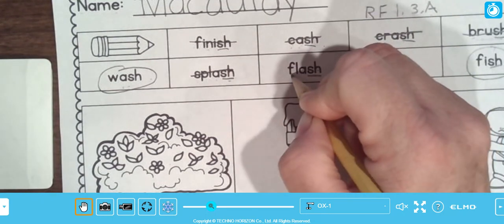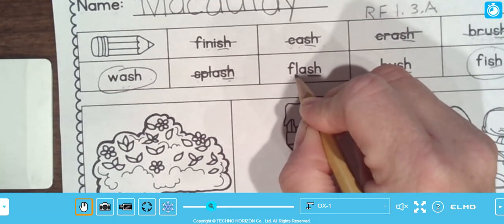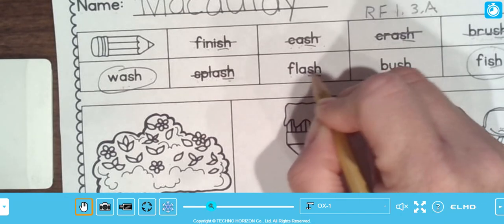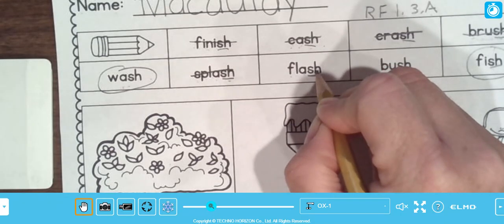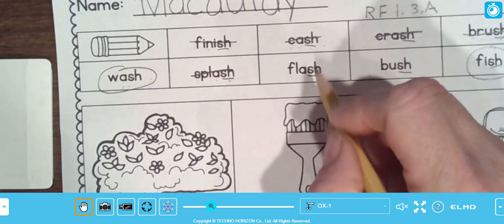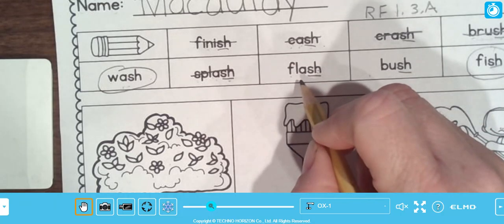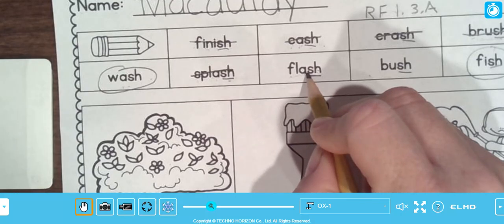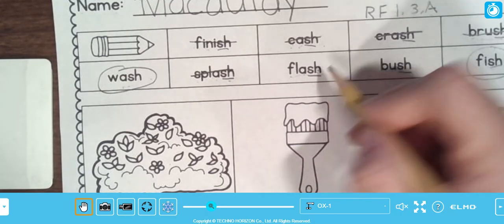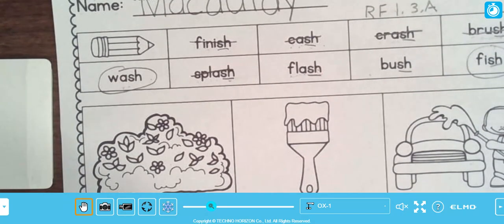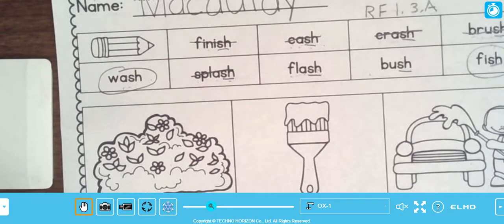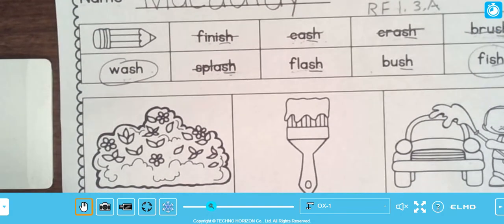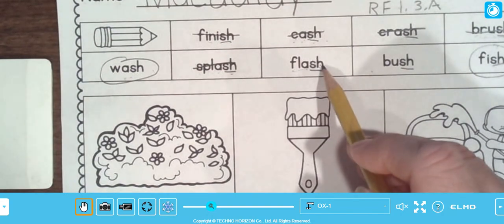Okay, F goes f, L goes l, A goes ah, SH goes shh. So let's read this word together. Ready? Begin. Flash. What is this word? It's the word flash. Flash. Okay, so go ahead and find a picture that matches with the word flash.